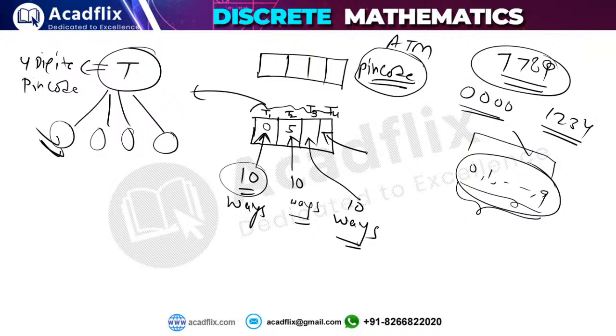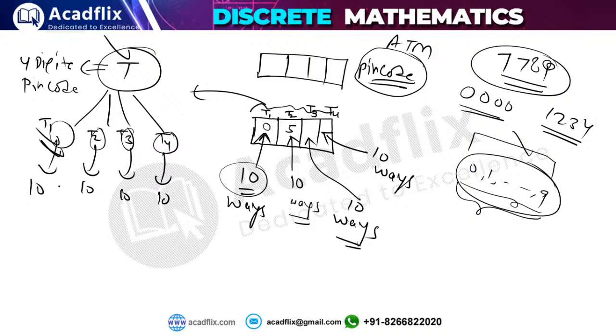Similarly, how many ways are there to complete this task T4? Again 10 ways. So you can see that your main task is to make a 4-digit pin code, but you have divided this task into 4 tasks: T1, T2, T3, T4. T1 is making the first digit. T2 is making the second digit. T3 is making the third digit. So how many ways are there? 10 ways, 10 ways, 10 ways, 10 ways.